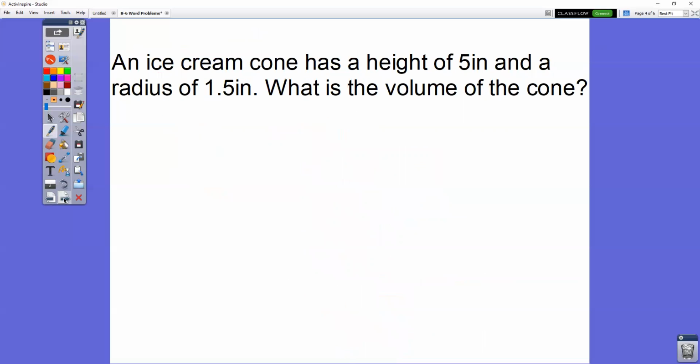Taking a look at the next question, it says an ice cream cone has a height of 5 inches and a radius of 1.5 inches. What is the volume of the cone? So obviously we are using a cone as our shape this time. Volume equals 1/3 pi r squared h is the formula that we're going to use.